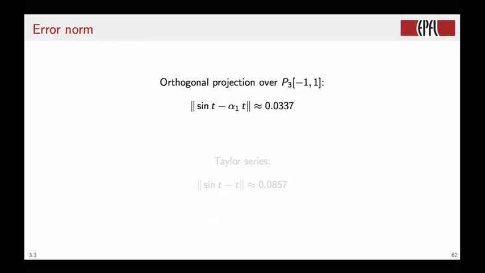So to compare this numerically, we can compute the norm of sine t minus alpha 1 t, and it's 0.03. In Taylor series, it's almost 3 times bigger. It's 0.08. Necessarily, we have to be as good or better than Taylor series because it's a theorem. It's the orthogonal projection theorem. We find the minimum norm approximation. And with this, we have shown on a very practical example how to do orthogonal approximation using an orthogonal basis.